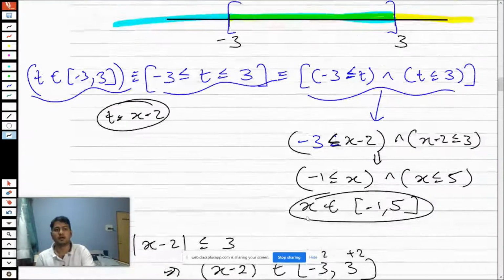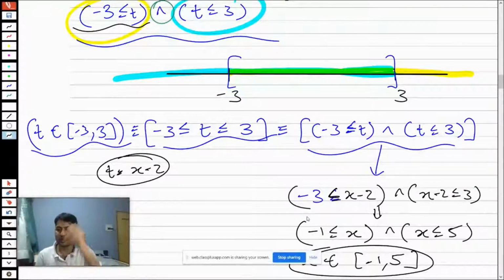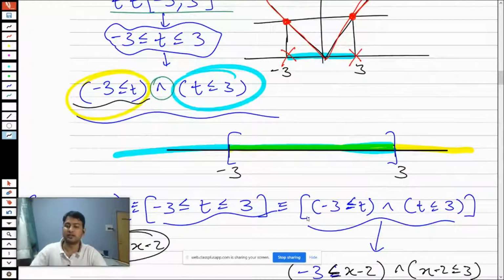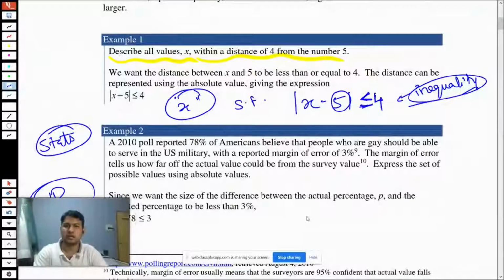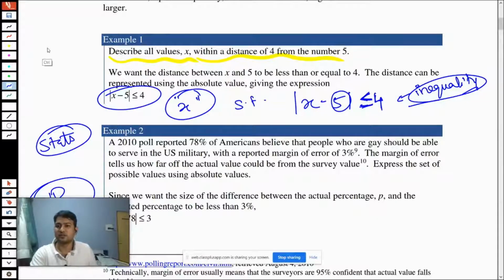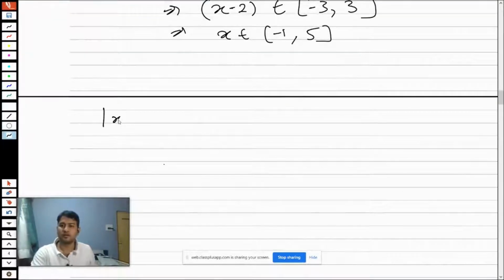But it's good to know the longer method, because as we'll do more complicated problems, you'll see that you might end up getting confused using shortcuts. So it's good to know the correct and long method. So coming back to this thing, mod of x minus 5 less than equal to 4. So you can easily solve this now. Mod of x minus 5 less than equal to 4.